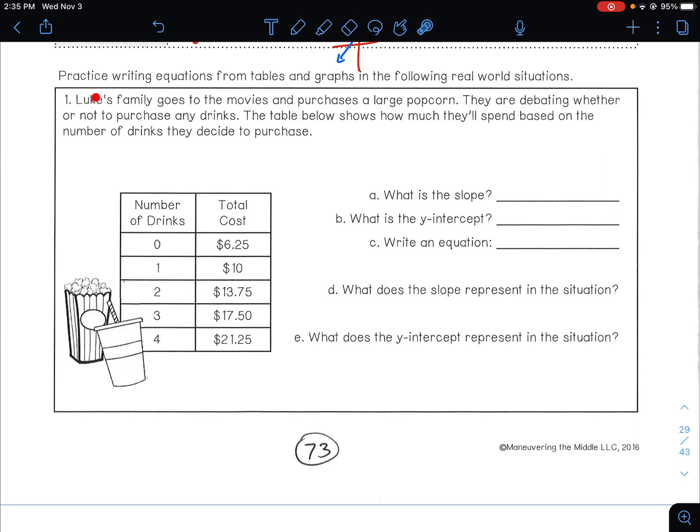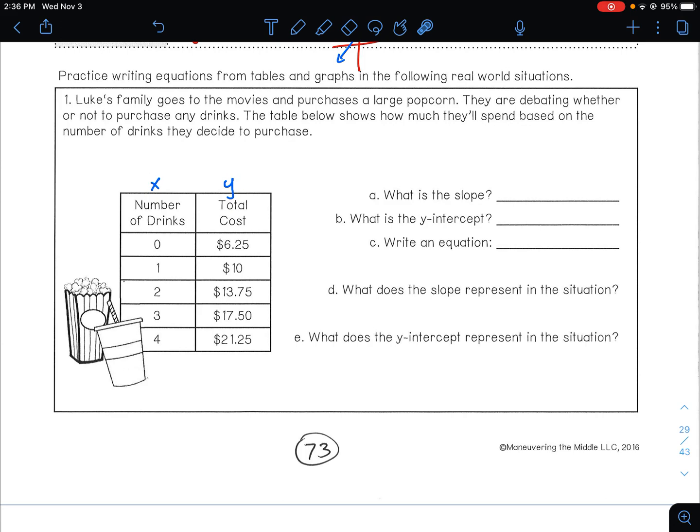All right, let's practice writing some equations from tables and graphs in the following real-world situations. We have Luke's family going to the movies, and they purchase a large popcorn. They are debating whether or not to purchase any drinks. The table below shows how much they'll spend based on the number of drinks they decide to purchase. Here are our x values, and here are our y values, because in a table, the x always goes first and the y afterward. That's the independent, and that is the dependent.